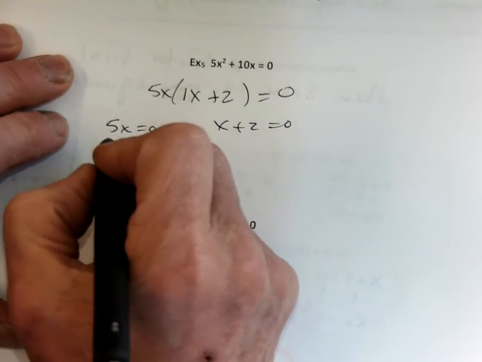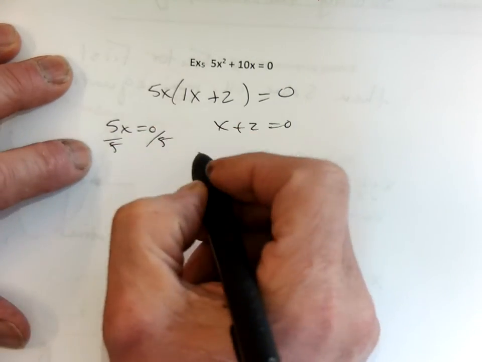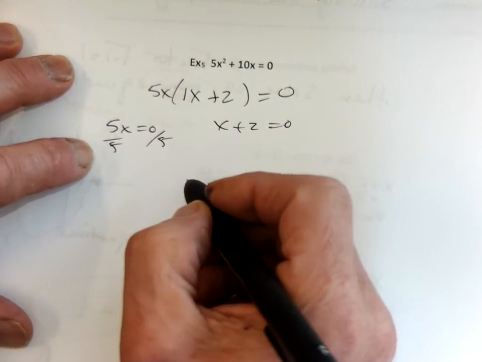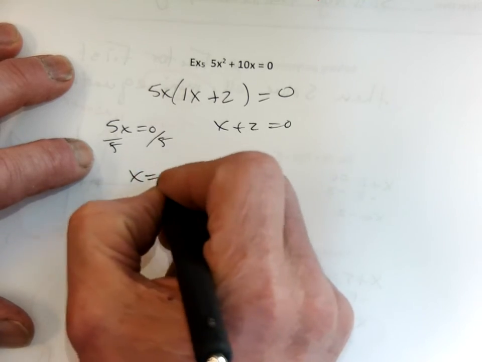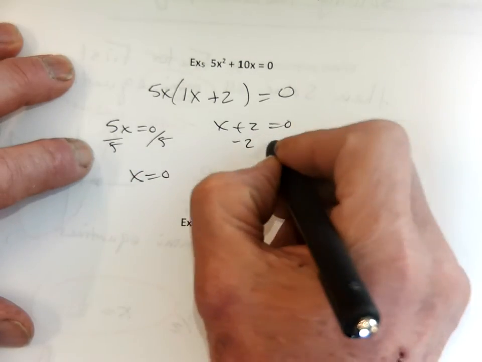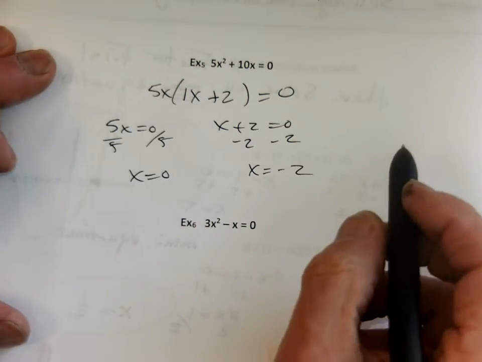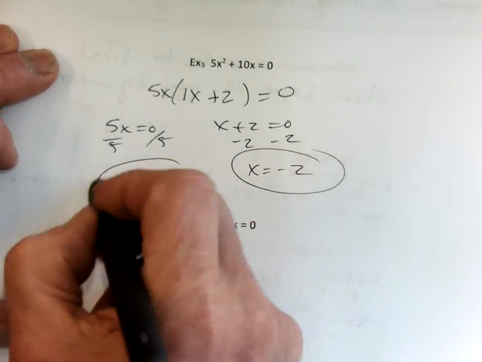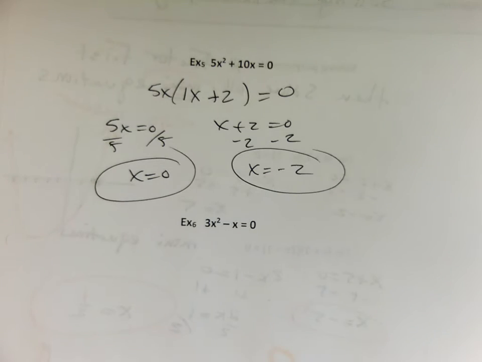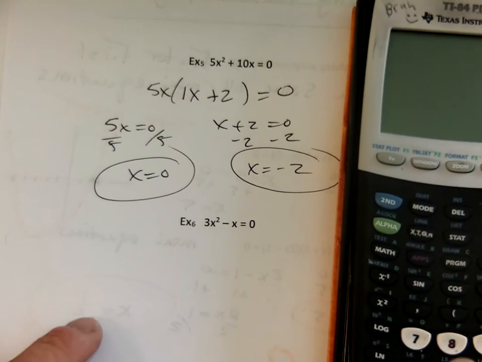I'll solve, I'll divide by 5. Well, 0 divided by 5 is 0. It's a number. 0 is an answer. And minus 2, x equals negative 2. Okay, now, I want to show you one more thing. Why are these the answers? Check it out. I just want you to watch.